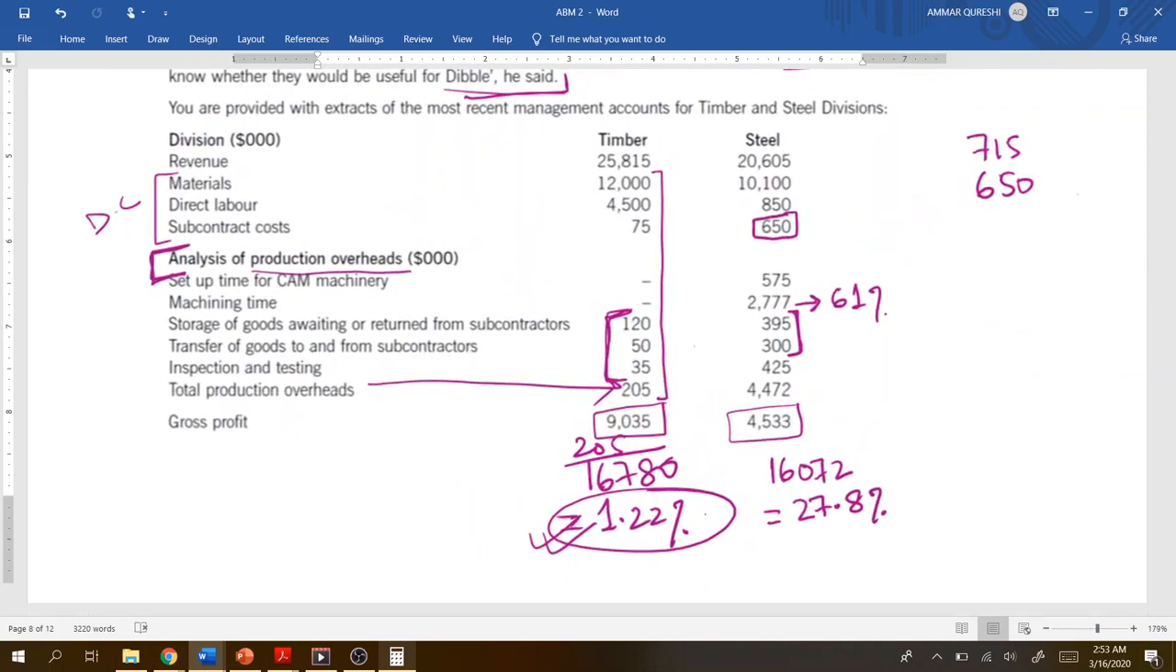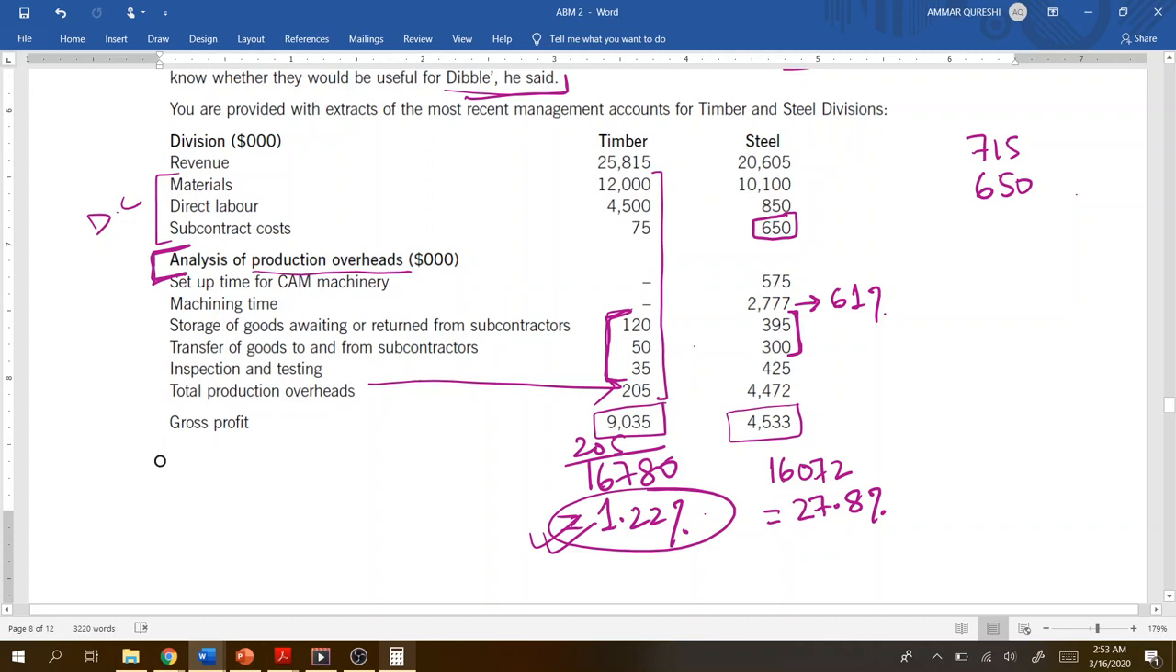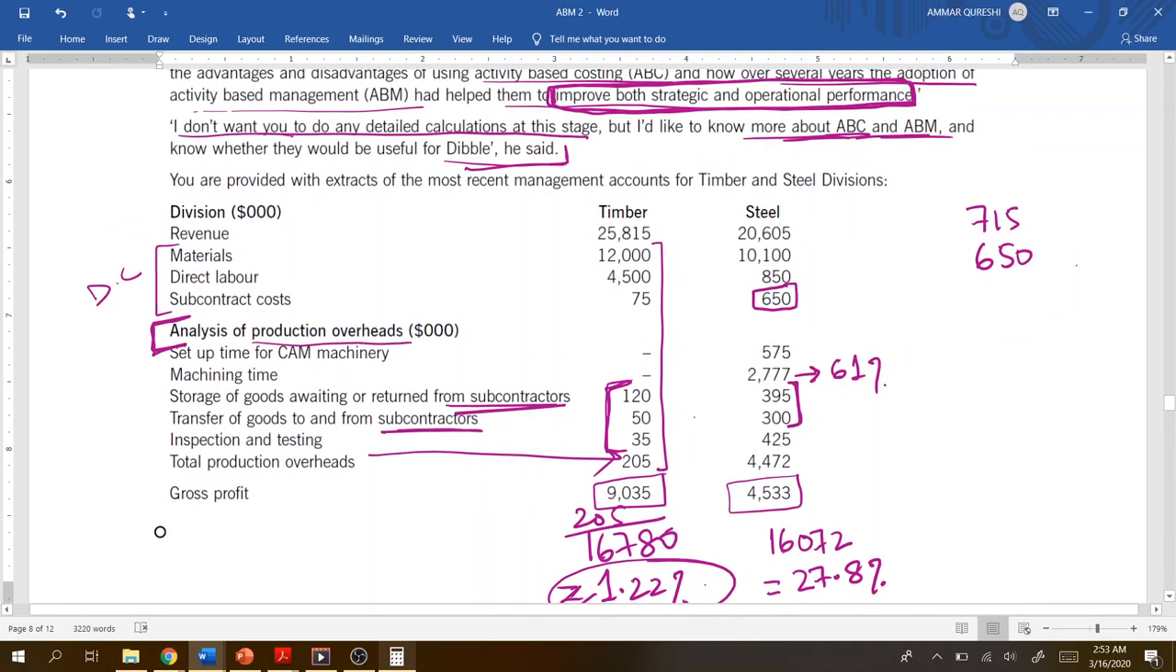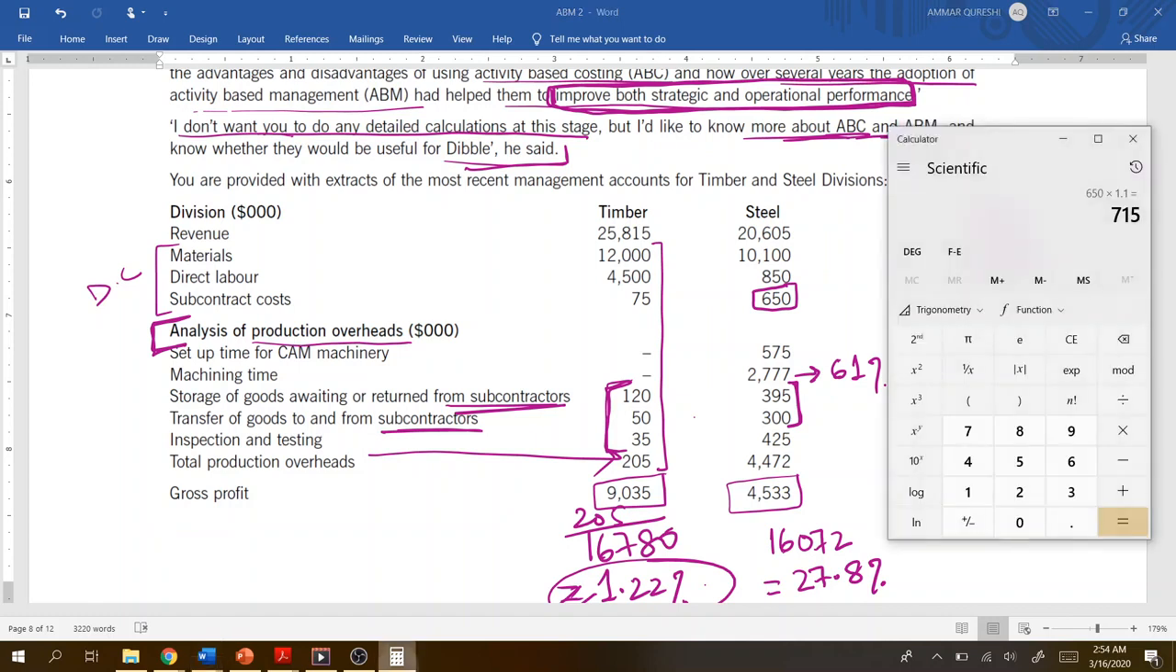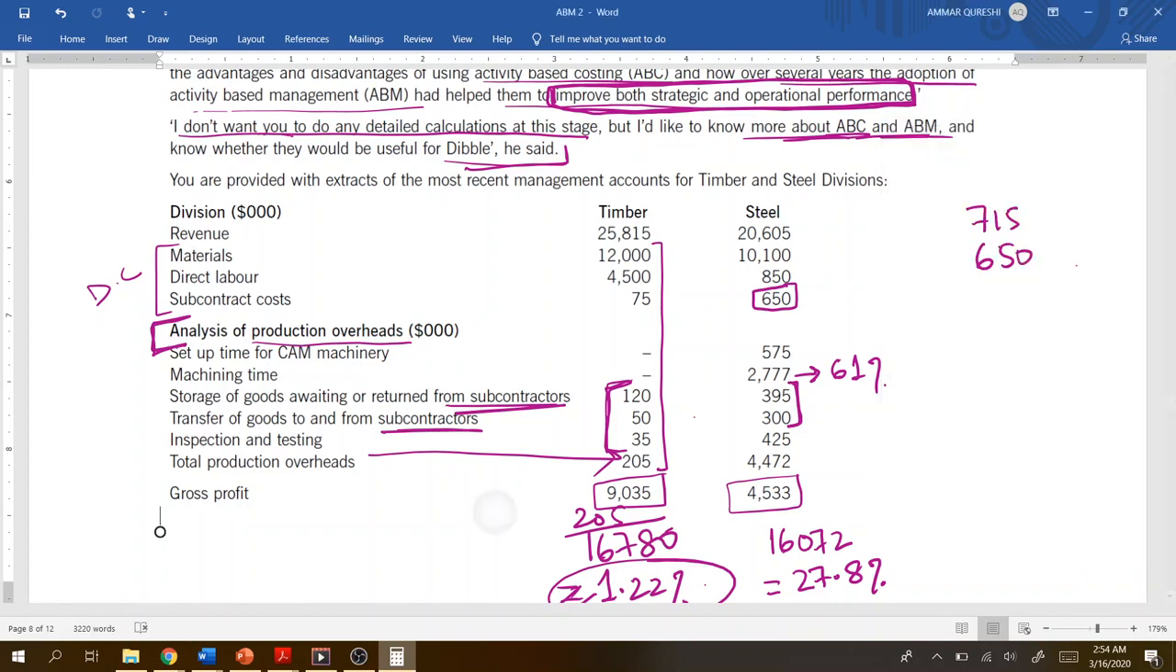Storage, let me magnify this. Storage of goods awaiting or returned from subcontractors, and transfer of goods to and from subcontractors. So these are two costs which are actually related to the subcontractor. Now the problem is that this is not a direct cost, this is a hidden cost in the overheads, right? If we are using activity-based costing, we now know, initially we didn't know, that there is 395 and 300, approximately 695, which is another cost actually directly related to the subcontractor, right? 300 plus 395 makes 695. So if we add this cost to this part, 695, then what is the profit?